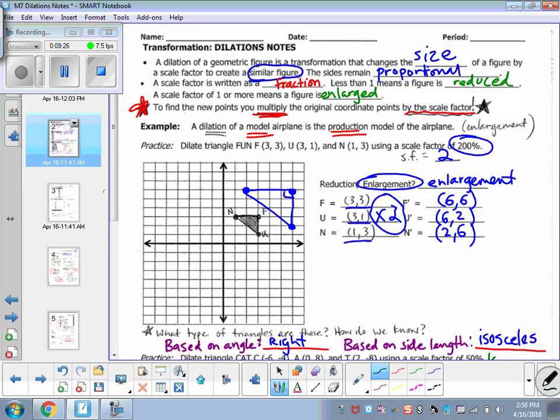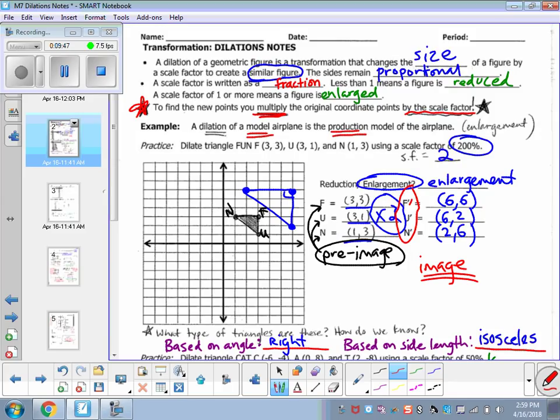And now for the notation. N, F, and U let you know you've got the pre-image. And now these prime points, it almost looks like a little apostrophe afterwards. That lets you know this is the new shape after the change. So now what I'm going to do is just simply label them F prime, U prime, and N prime. And we can see that this one came first, and this is the pre-image. And now this is the new shape after we've had a scale factor of 2. All right? Now let's take a look at the next one.